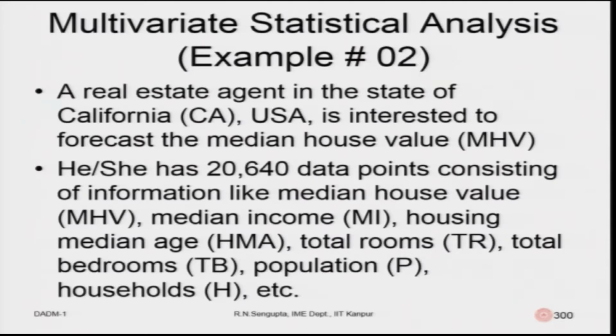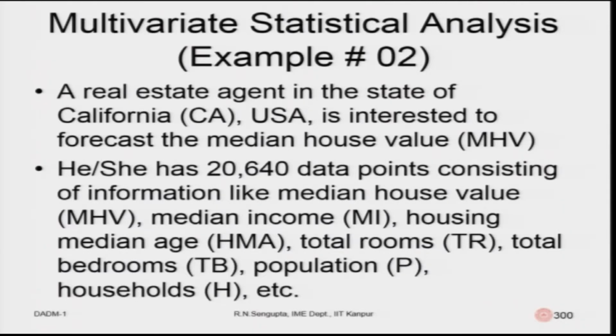20,640 data points, which is a huge data set, which consists of information along the data set. For each of the data points, you will have the median house value, the median income for the people who are there, and the housing median age. Obviously, different houses have different ages, so you want to find out the median age, the total number of rooms in that house, the total number of bedrooms, the population, the household numbers, and so on and so forth.